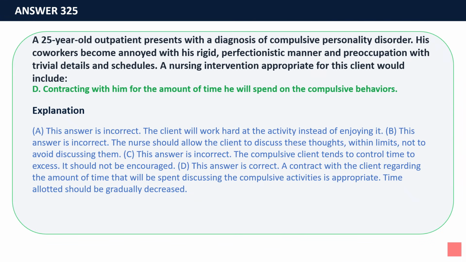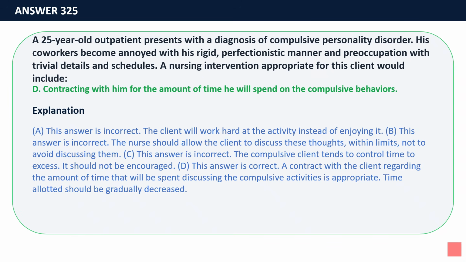Answer: D. Contracting with him for the amount of time he will spend on the compulsive behaviors. Explanation: A. This answer is incorrect. The client will work hard at the activity instead of enjoying it. B. This answer is incorrect. The nurse should allow the client to discuss these thoughts, within limits, not to avoid discussing them.